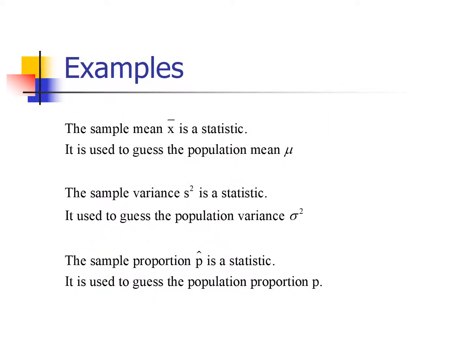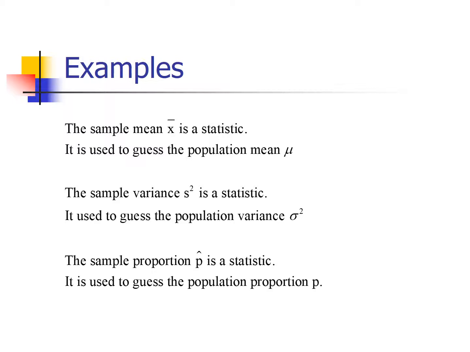Now, here are the most commonly used statistics and parameters. The most common of them all is the sample mean. We talked about this in Chapter 2. The sample mean, X bar, is a statistic. It's based off a sample. It's used as our best guess for the population mean, mu. It's our best guess for the generally unknown mean of a population.